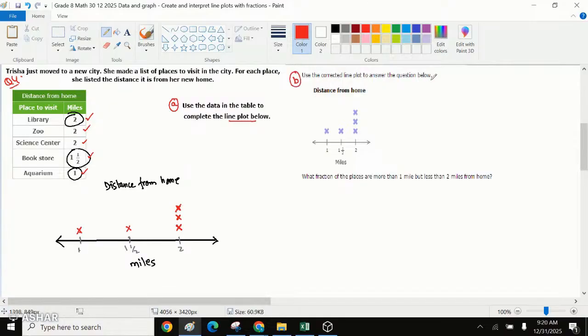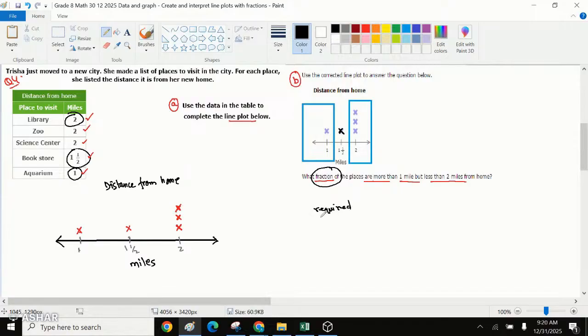Use the corrected line plot to answer the questions below. The distance from home, it's exactly the same line plot we read. They're asking what fraction of the places are more than 1 mile but less than 2 miles. It has to be more than 1 but less than 2. So how many places were there? There was a single place that was greater than 1 mile but less than 2 miles. That is one place. But we need to give the answer in fraction.